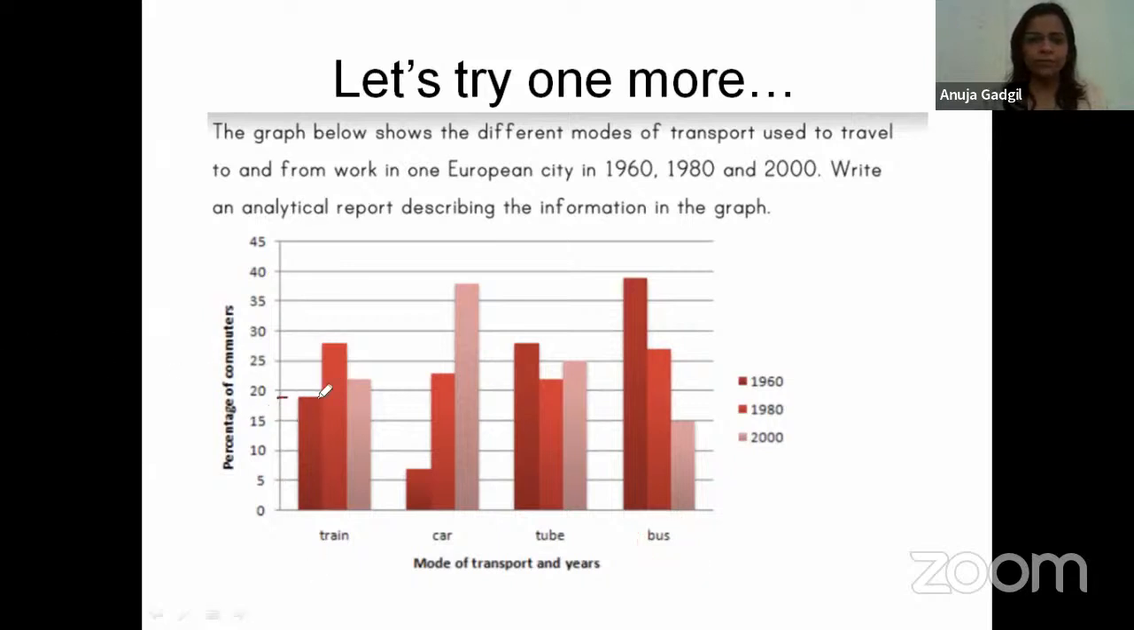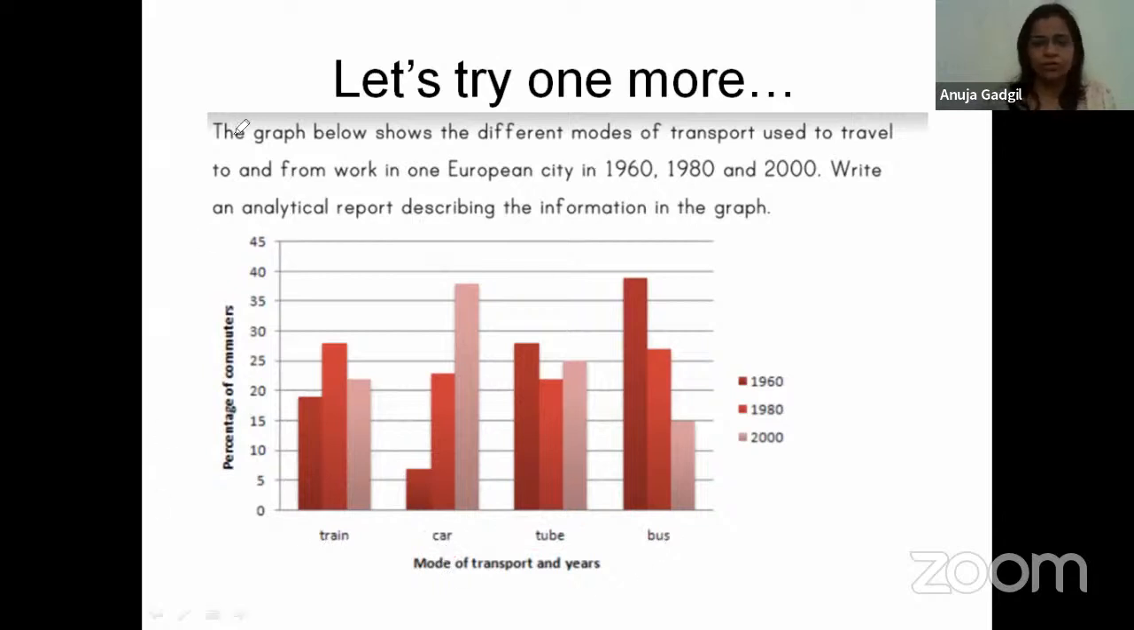People use this mode of transport in 1960. How many people? What's the percentage? And in 1980, how many of them preferred going by train? And in recent times, that is in 2000, how many people prefer traveling by train? Make a comparative study. In which year was it highest, in which year was it lowest? Like this, you discuss all the bar graphs, all the modes of transport: train, car, tube, and bus.